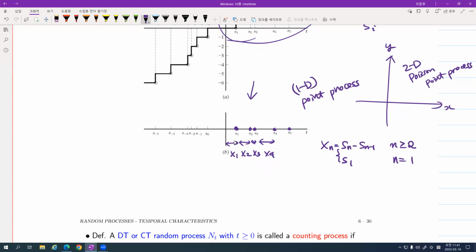And what does that mean? From time 0, the first or the new customer arrives after x1 seconds. And then from that time instant, another new customer arrives in x2 seconds. So this is arrival and arrival. And this interval is the inter-arrival time, right? So xn is called the inter-arrival process.